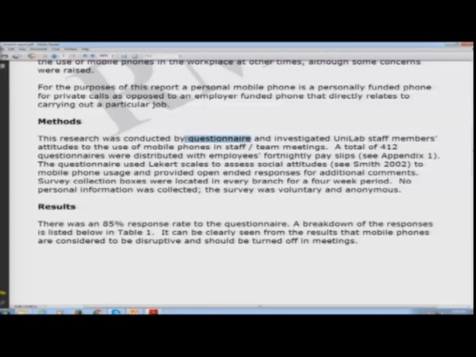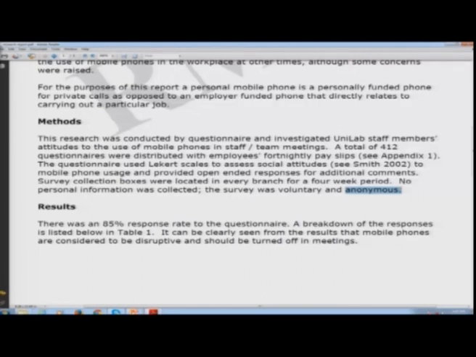So, the researchers designed a questionnaire, 412 of which were given to probably all employees, but the survey was voluntary and anonymous. So, the people were not forced to participate in it. Whoever filled it and dropped it in survey collection boxes, only those responses were analyzed, and they were anonymous. People who participated were not required to give personal details like name and other details which help identify that person.